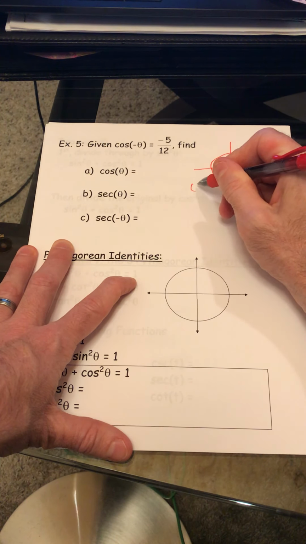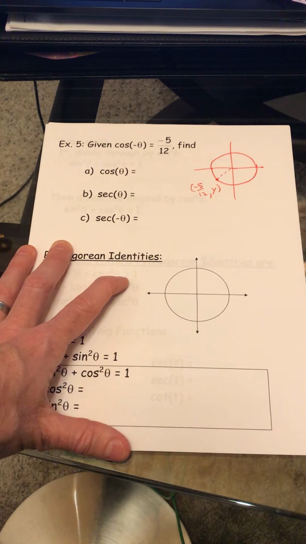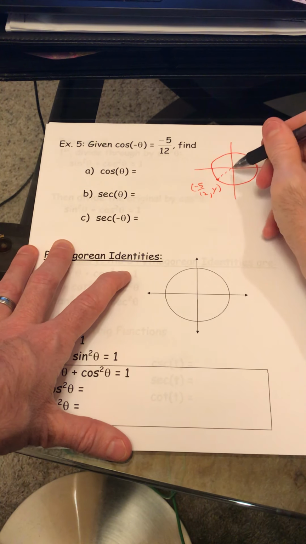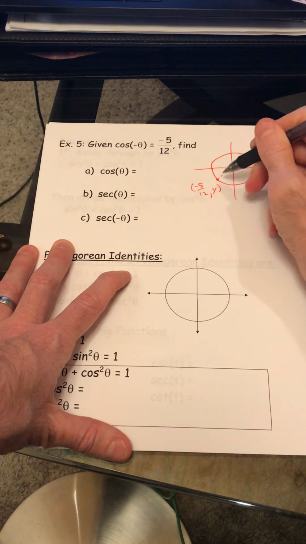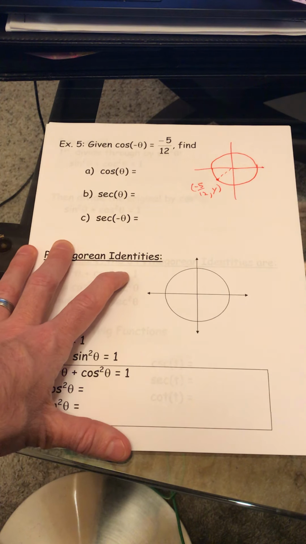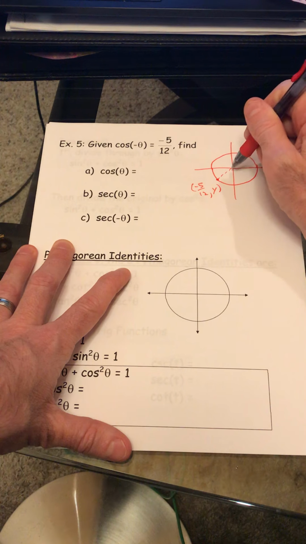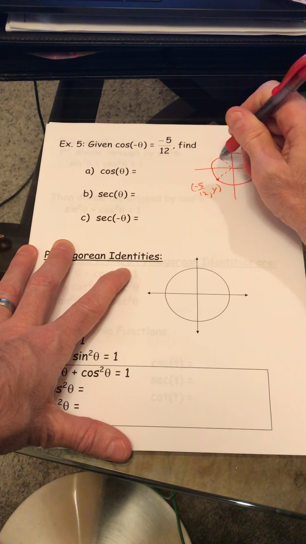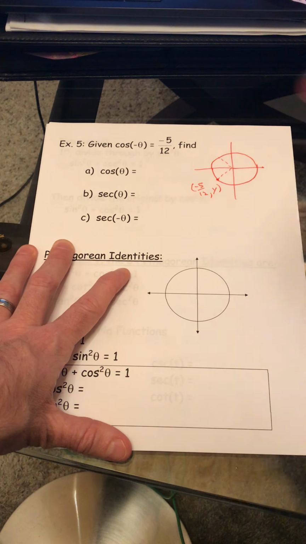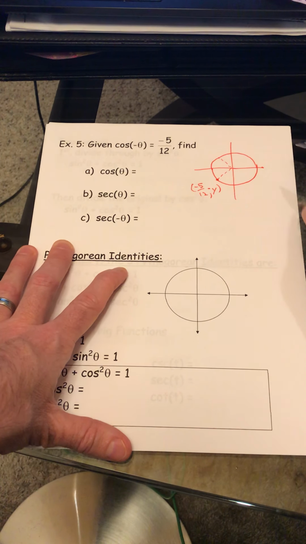So again, now we know our x value. We don't know our y value. Well, so this is theta, or I'm sorry, negative theta. Now, the next one wants the cosine of positive theta. Well, that would just be directly above it. So here is negative theta. Here is positive theta. Well, I guess technically I should put a negative y there.